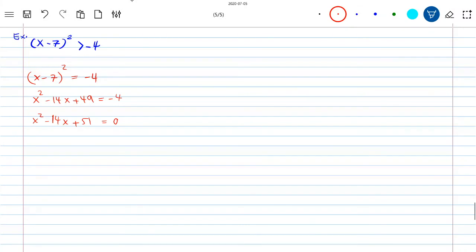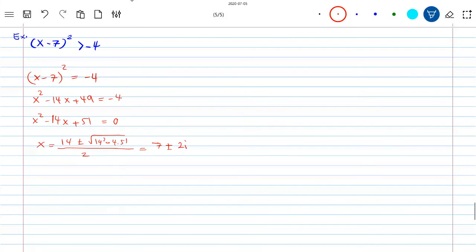And what you can do is use the quadratic formula. X would be 14 plus or minus the square root of 14 squared minus 4 times 53, divided by 2. You see, all these numbers are very large, and when you simplify it, you'll end up with 7. 14 divided by 2 is 7. Here, 14 squared minus 4 times 53 gives plus or minus 2i. These are your solutions, x equals 7 plus or minus 2i.